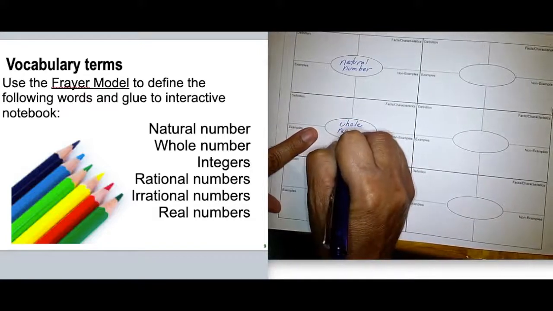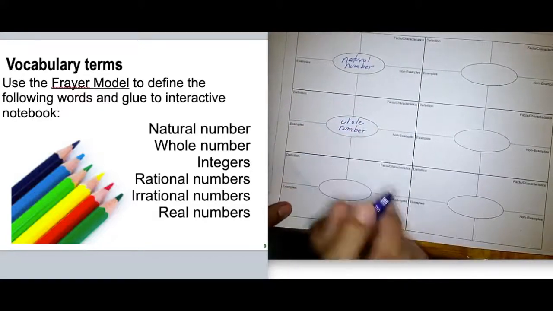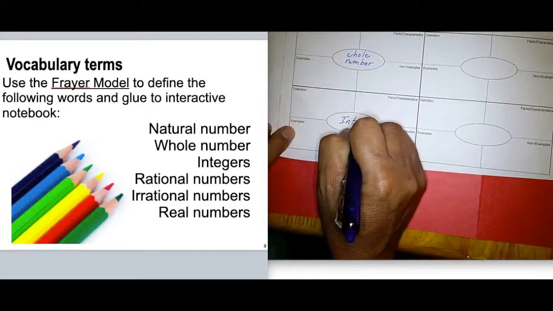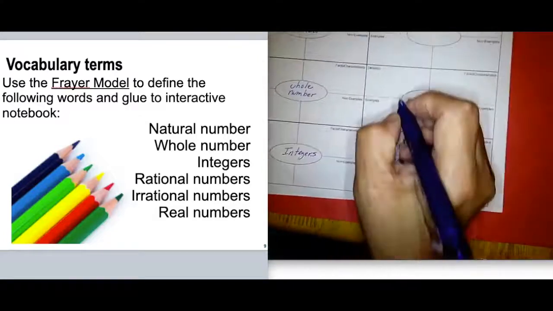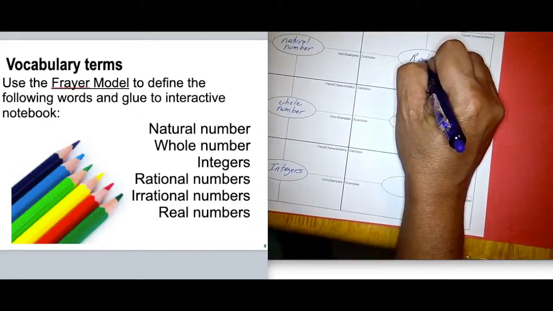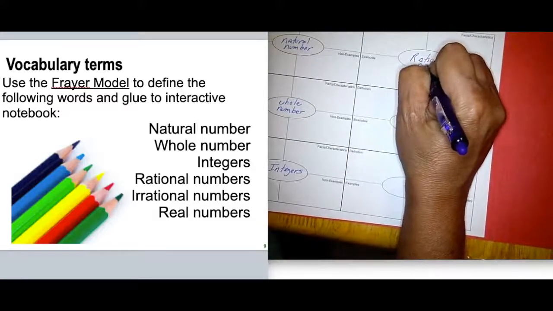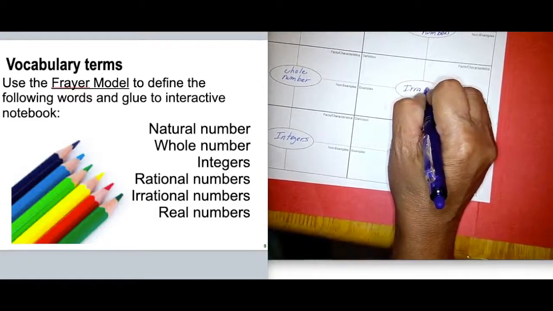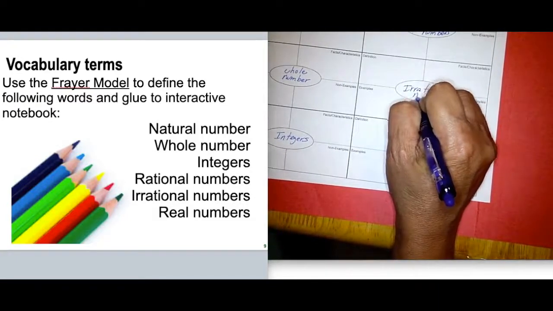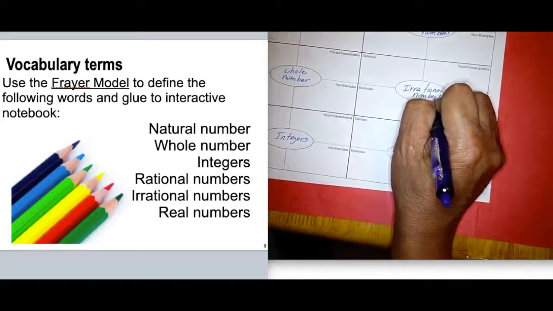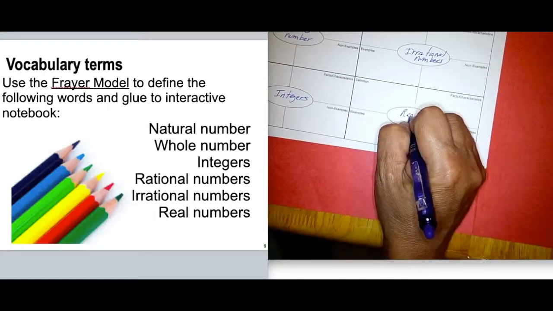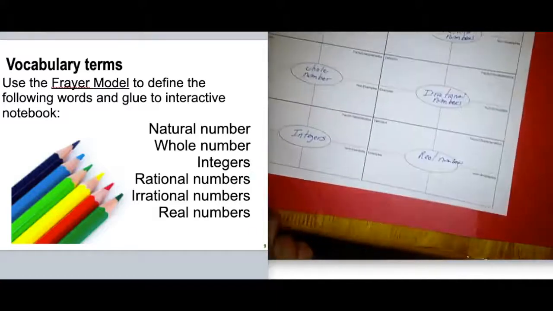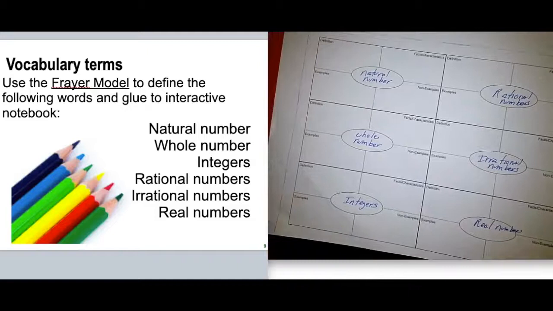Natural number. The order is not important at this point. Integers. Rational. Irrational. And real. So these are the 6 vocabulary words that we're going to define.